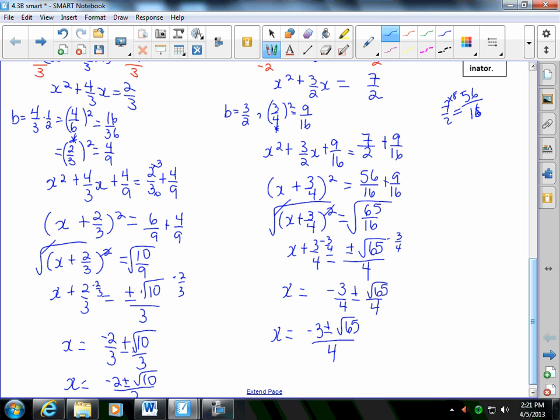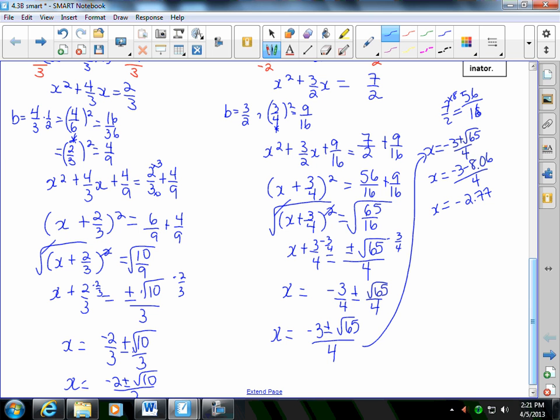For this one, it wanted us to figure out the value, so that's what we're going to do. I'll just do it up here. I want to find out what x is: negative 3 minus square root 65 over 4. Square root of 65 is about 8.06 over 4, which is negative 2.77. That's rounded.